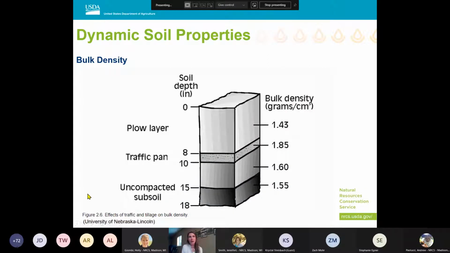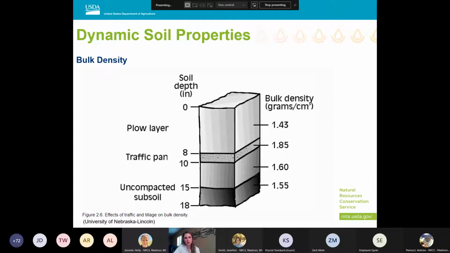Engineers like to compact the crap out of their soil, right? So from an agricultural perspective, we think lower bulk density is typically better, but if you're trying to design an embankment for a structure, you have to have the right soil material and compaction so that you don't have water moving through. So it's important to look at both of those perspectives. This image is showing that bulk density can change by horizon and with depth.